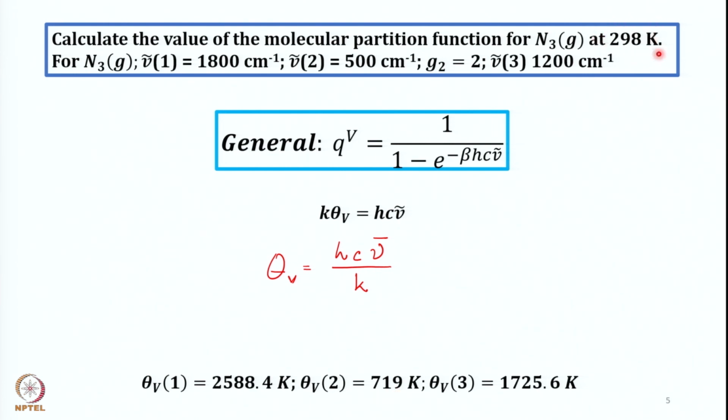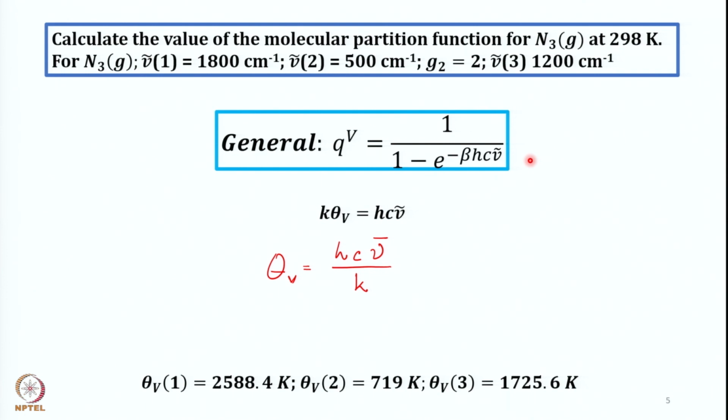Your experimental temperature is 298 Kelvin and the lowest vibrational temperature is 719 Kelvin. You can focus on the lowest, because if the experimental temperature is lower than the lowest vibrational temperature, in that case you cannot use the high temperature approximation. You have to go exclusively by this formula.